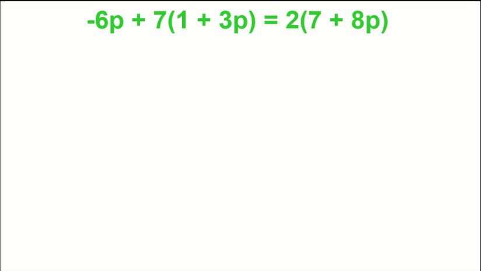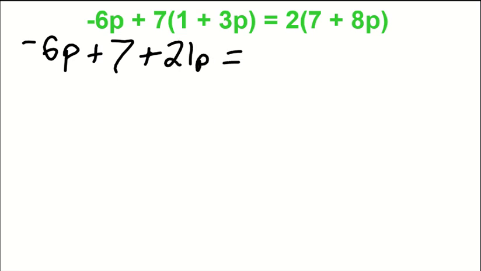Little trickier, like I said, we got two places to distribute, one on the left, one on the right. So the -6p, nothing to do with the distributing. We distribute 7 here, so 7 times 1 is 7, plus 7 times 3p is 21p. Then we distribute on the right side. 2 times 7 is 14. 2 times 8p makes 16p.